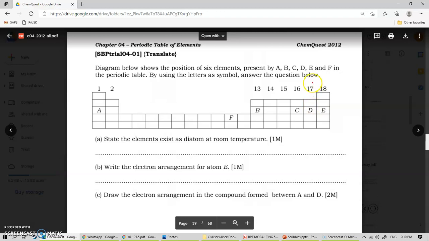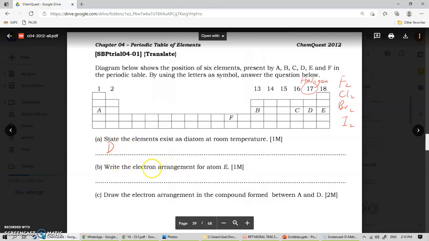Okay, group 17, they are all halogens. Group 17 elements usually exist as diatoms at room temperature. For example, F2, Cl2, Br2, I2. They always exist as diatomic molecules. Di means two, so two atoms in a molecule. So the answer would be D.